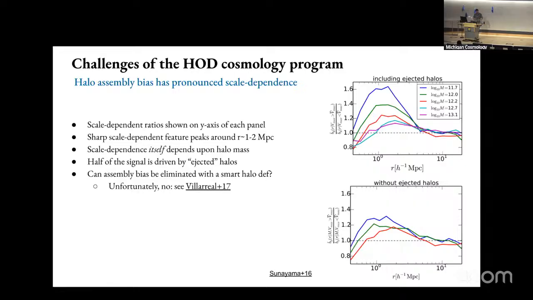Unfortunately, that doesn't work. It does ameliorate the problem for a particular range of scales and a particular range of halo mass. But what she found in a pretty exhaustive study of this effect was that no matter what definition you use, on some range of halo masses and on some range of scales, you still have very significant effects of halo assembly bias that are going to impact your predictions. And so it seems to be something that we just need to live with in the galaxy halo connection.